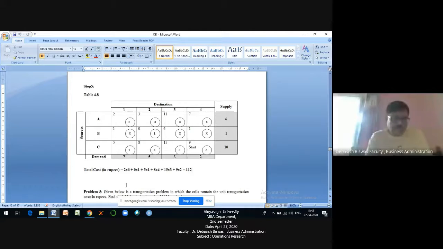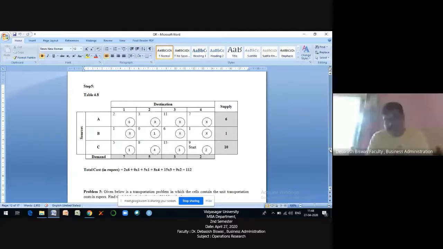Now we can determine the total cost in a similar way to what we did in the northwest corner method. So the same thing: 2 into 6 plus 0 into 1 plus 5 into 1 plus 8 into 4 plus 15 into 3 plus 9 into 2. If we add all these values, then the total cost is 112 as per the least cost method.